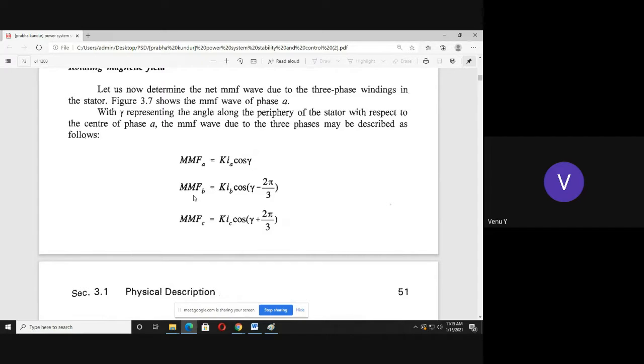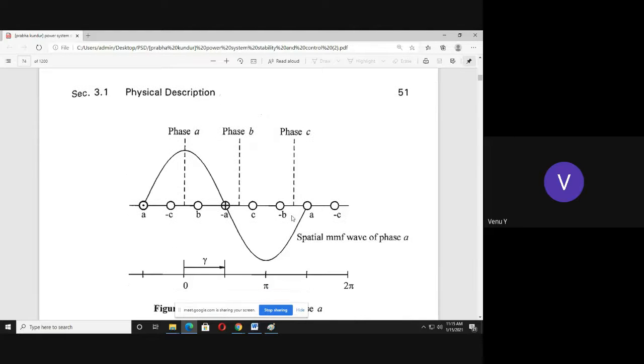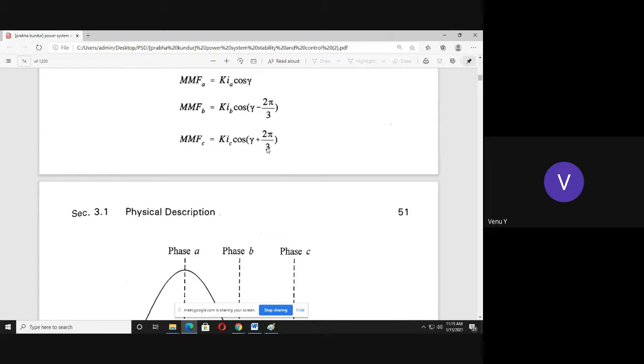And MMF B due to phase B: K is the constant, number of turns maybe, IB is the current flowing through phase B, cos of gamma minus 2 pi by 3. The angle between phase A and phase B is 2 pi by 3, minus 120 degrees. Phase A and phase C: plus 240 or minus 120. Let us take plus 120.